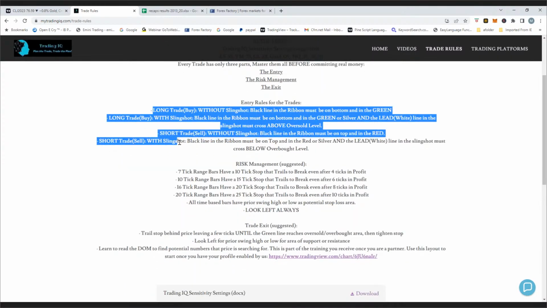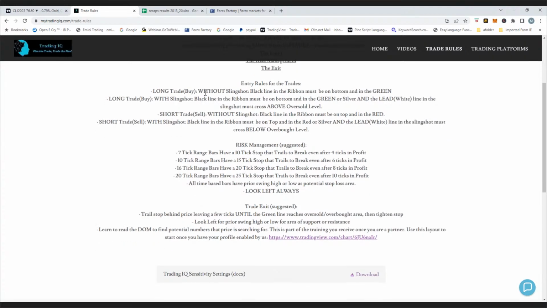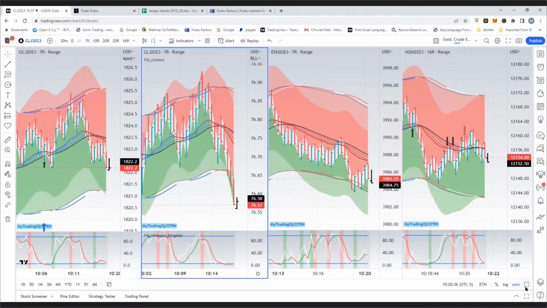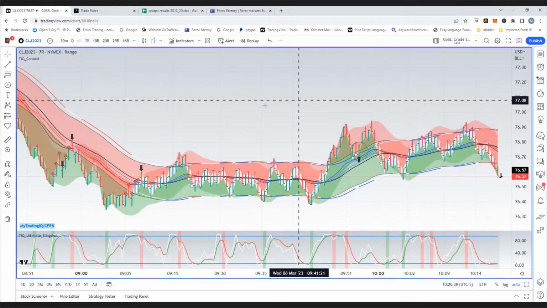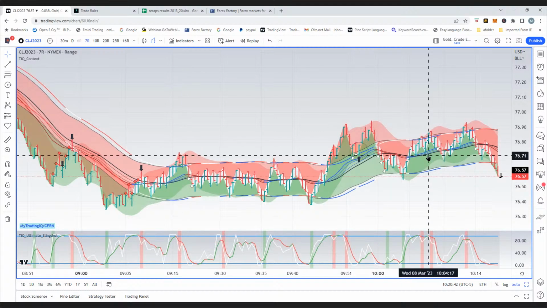These are all the rules for the entry, different entries. The ones without the slingshot, those are the ones I was just referring to on crude oil. The black line and the ribbon must be on the bottom, and it must be in the green. Let's go look at that right here on crude oil. We're getting into the training period of it right now, guys. So I'm going to show you this right now. The black line of the ribbon must be on the bottom, and it must be in the green.